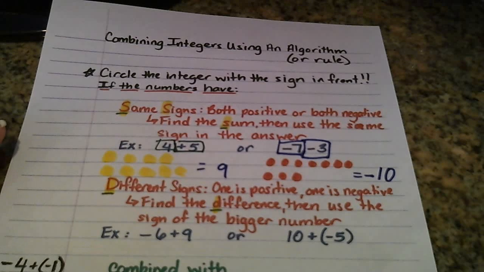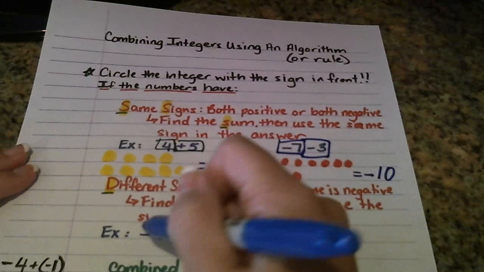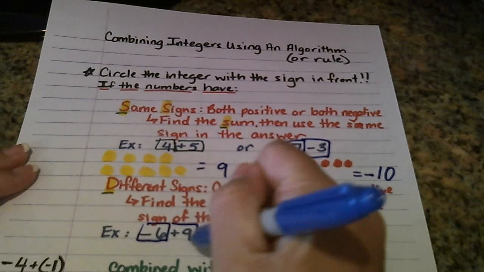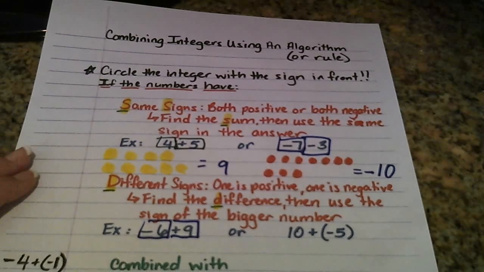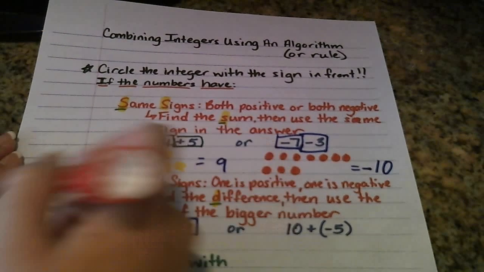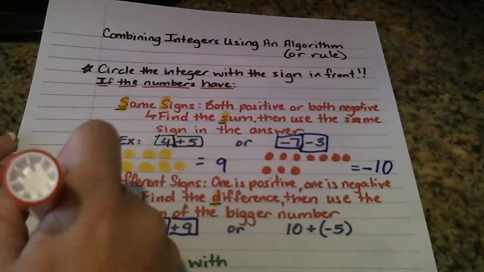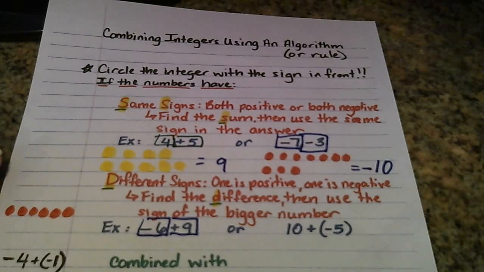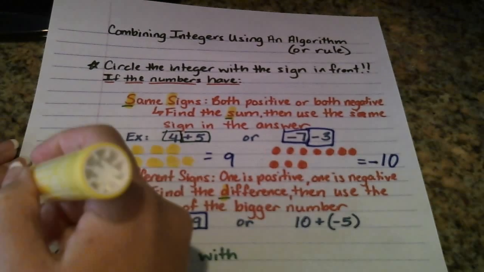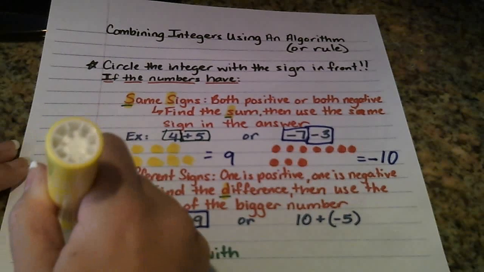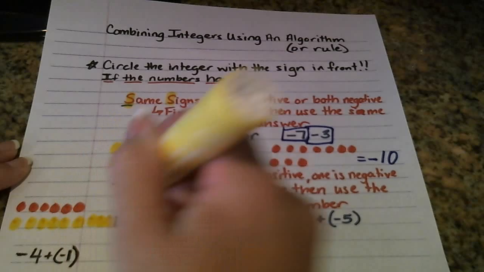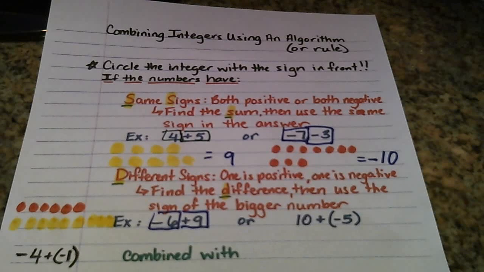My first example shows boxing out the numbers with the sign in front. Negative 6 combined with a positive 9. So I'm going to use two different colors for this. Red for my negatives, yellow for my positives. So there's my 6 negatives, and I'm going to combine it with 9 positives. Kind of running into each other there.